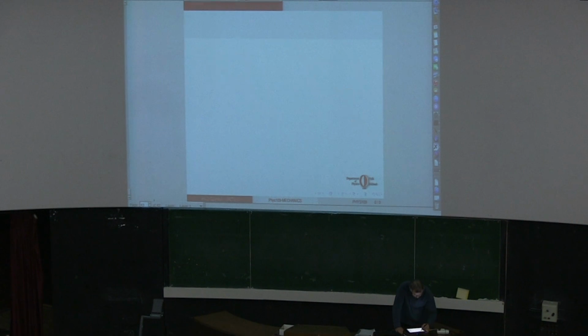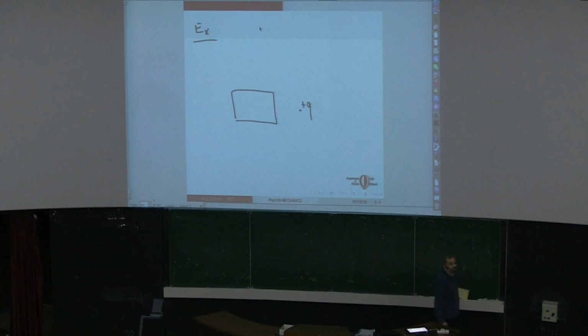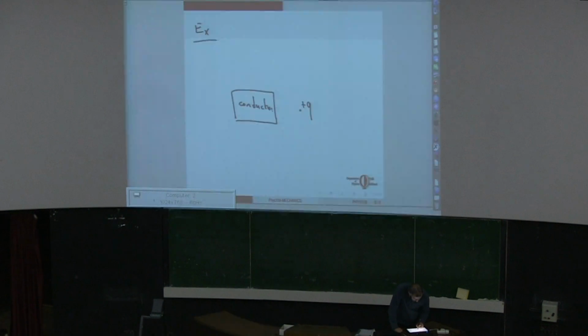Let's do another example. Let's say we have, well, let's discuss this case. So how would the electric field lines look like in this case? This is a conductor, it's neutral. It doesn't have any net charge. How will it look like?